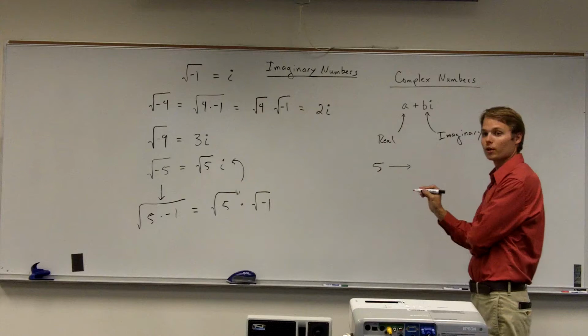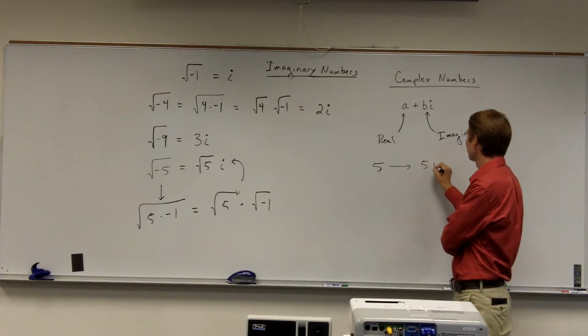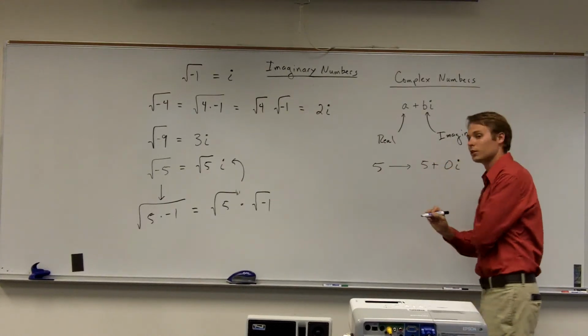Well, I can do a kind of trick, right? I can write this as 5 plus 0 times i.